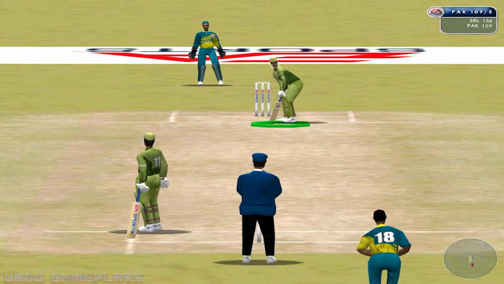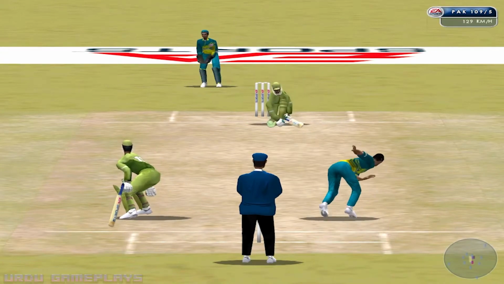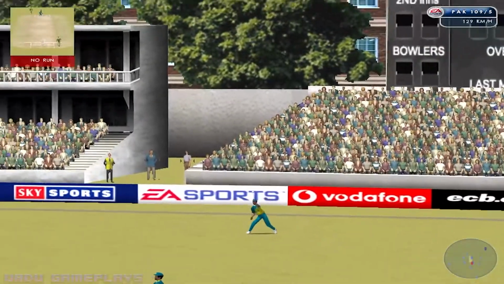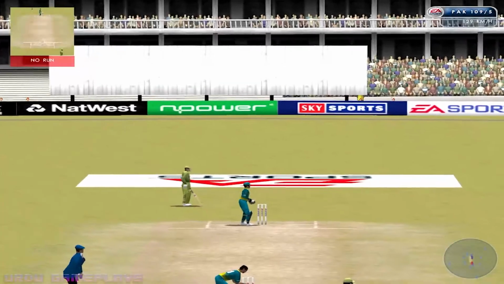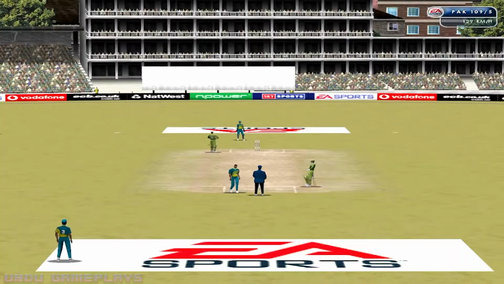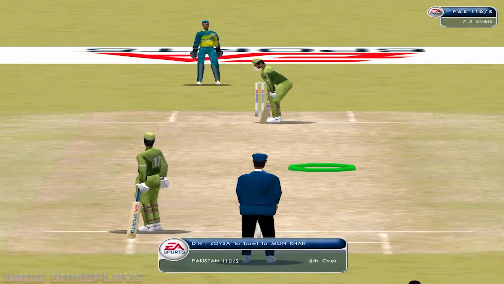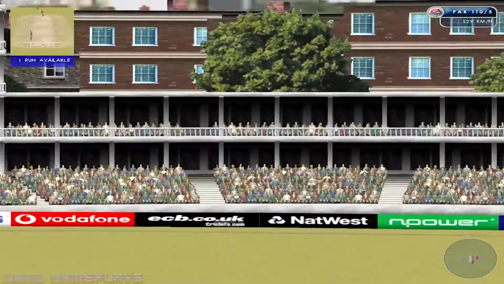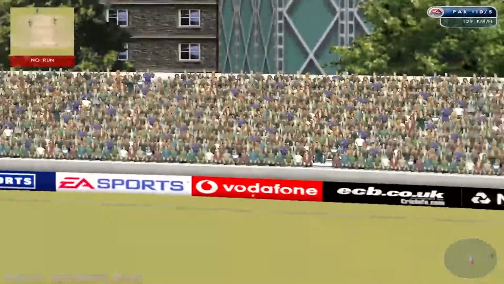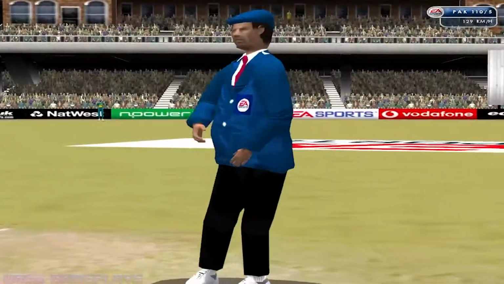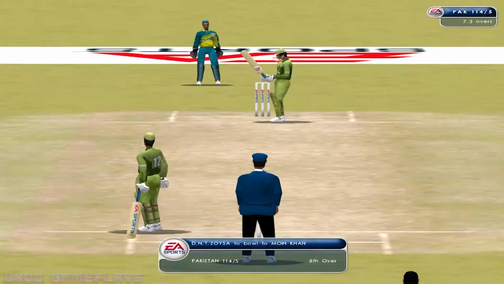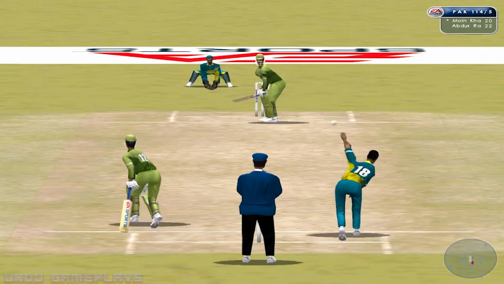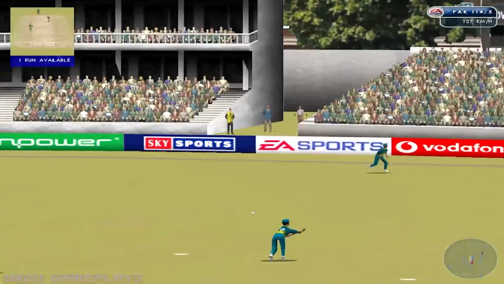Zoysa at the start of his run-up. It's in the air. Mohan Khan has moved into the 20s and is starting to look far more relaxed. The fielder will cut that off.